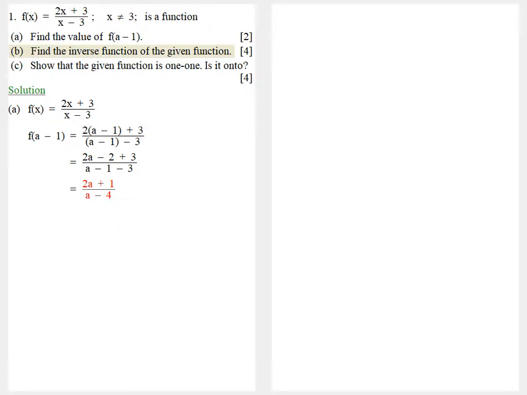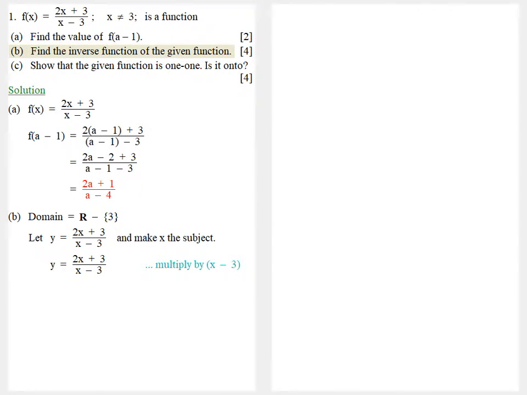In Part B, we're asked to find the inverse function of the given function. Now in Part B, the domain is equal to the real numbers R minus the set containing the number 3. So let y equal 2x plus 3 over x minus 3 and make x the subject. y equals 2x plus 3 over x minus 3. We need to get rid of the fractions, so multiply by x minus 3. Now the left-hand side becomes y times x minus 3, and the right-hand side is just 2x plus 3.